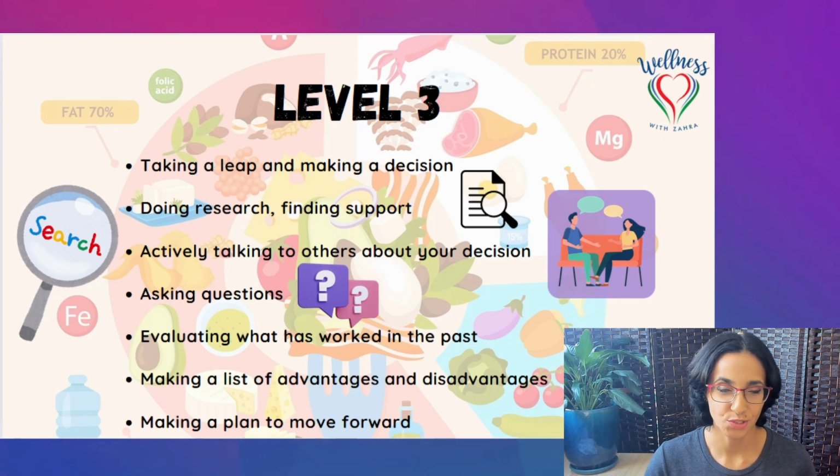In this stage, you can also be sharing your decision with your loved ones, and that can be really good for accountability. It can also help to inspire others to know that you are living your life consciously and making decisions to improve the quality of your life. And it might even inspire others to do the same.